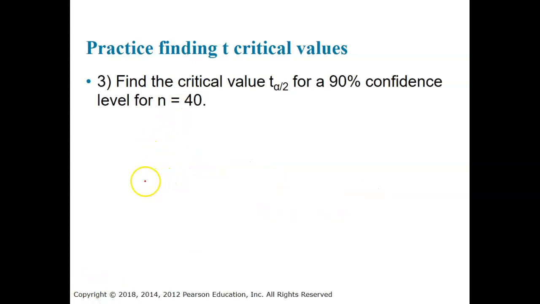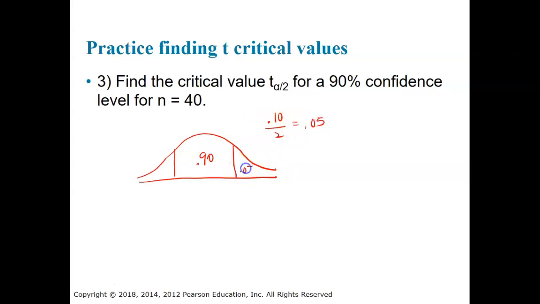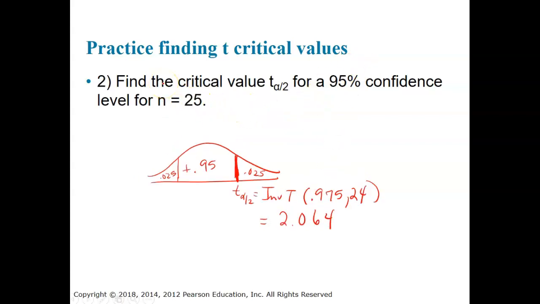And then the last one, if we're doing 90%, I have 10% that I'll split, so that leaves 0.05 in each tail. So I'll do the inverse t of 0.95 and 39. So I get 1.685 for that.